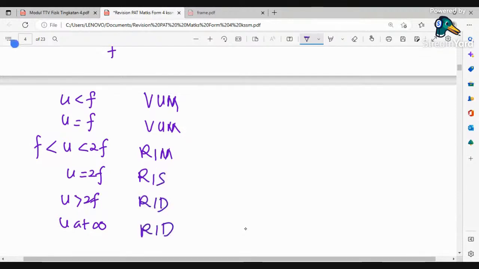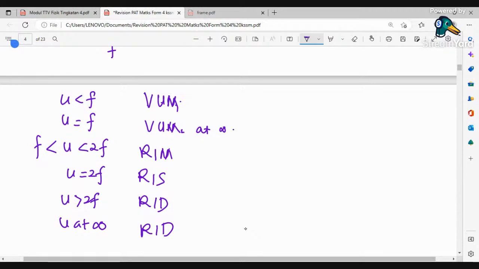Okay, ingat dia punya position dia. Ini maksudnya virtual upright magnified. Okay, U less than F, virtual upright magnified. Okay, U equals to F, virtual upright magnified also. Okay, ini at infinity. At infinity. Okay, because it produce a parallel line.